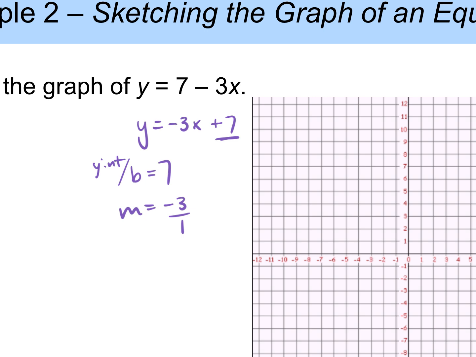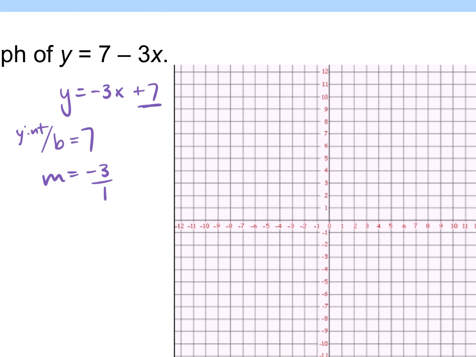So we're going to start by plotting our y-intercept. So we're going to put a point at 7 on the y-axis. Then we have the slope of -3 over 1. We can call this rise over run. We're going to go down 3 and to the right one. Down 3 and to the right one. So this would be our line.